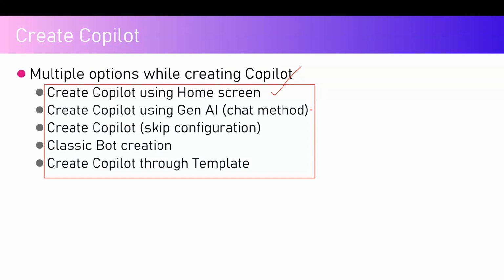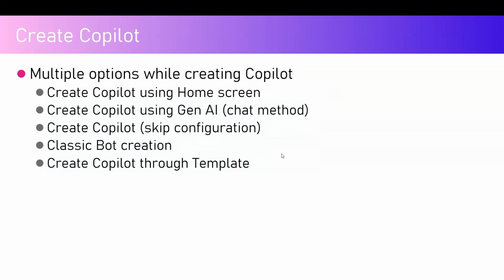Now, when you click on Create Copilot, there is an option to create a copilot using generative AI, or the chat method, which again makes use of generative AI to build or provision a copilot. Then there is a simple way to create a copilot by skipping the configuration, and you just provide the name, description, and the instruction. Then there is another way, by making use of a classic bot creation process, which is based on Power Virtual Agents. So it will create a classic bot instead of creating a copilot for you. And the last way is to create a copilot through templates.